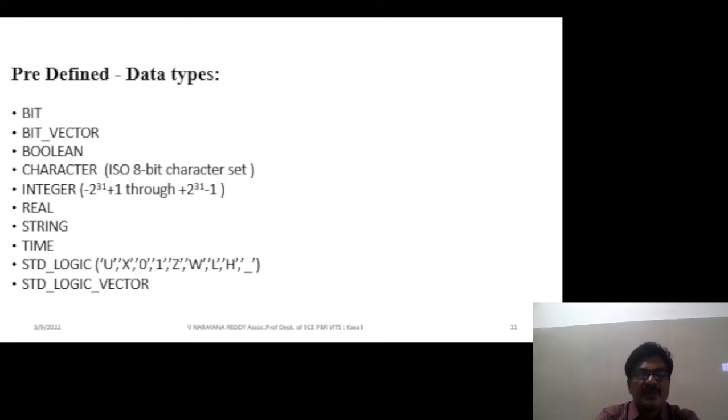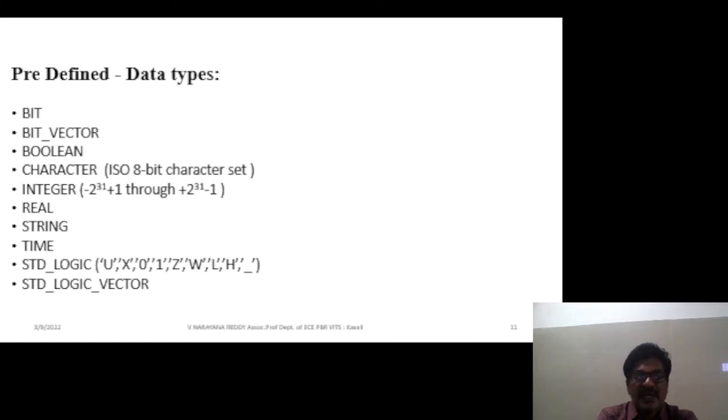So welcome back. In last class we have seen signal and file data objects, and also we observed predefined data types. So what is signal? Signal is an object which is used for holding the data. During simulation time also the data whatever the signal object consists can be changed. Similarly, file is also an object which is used to hold more than one data.